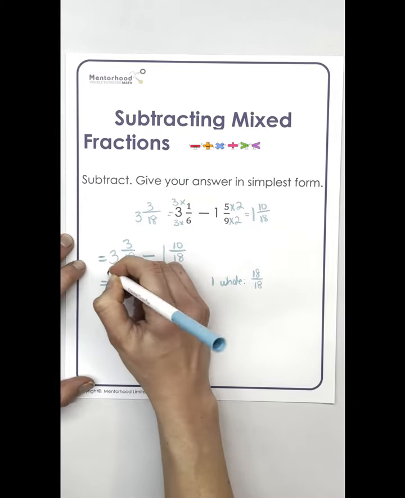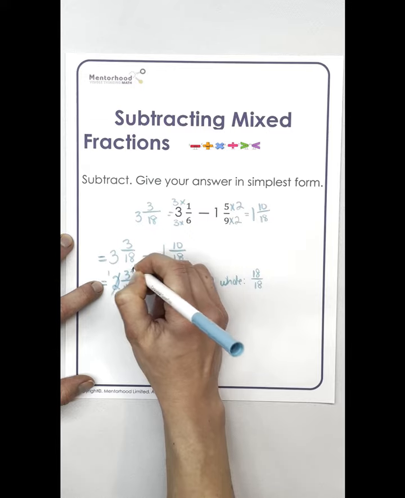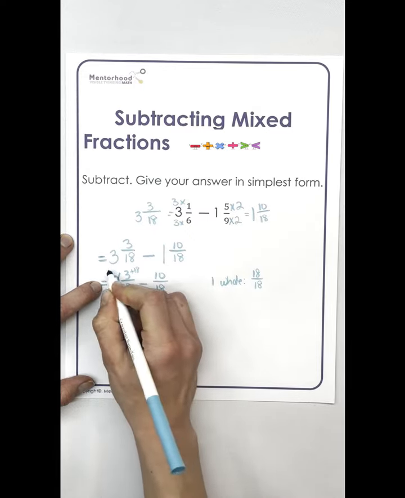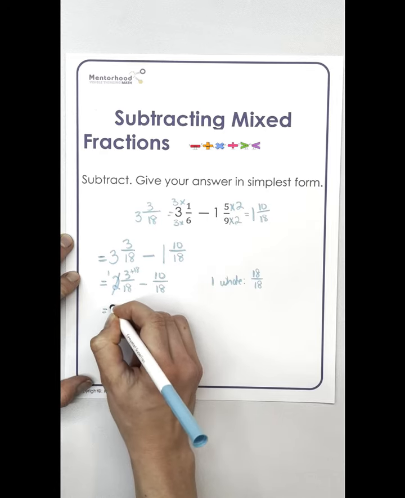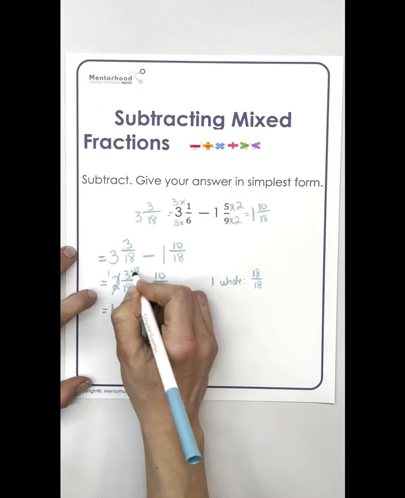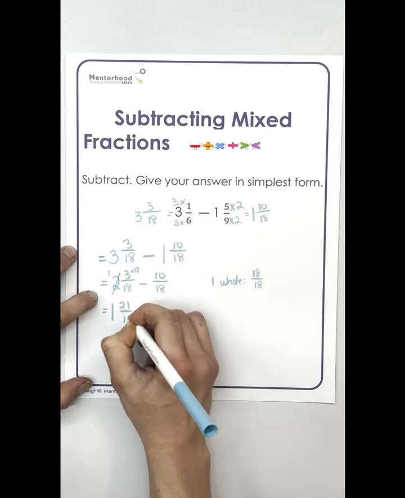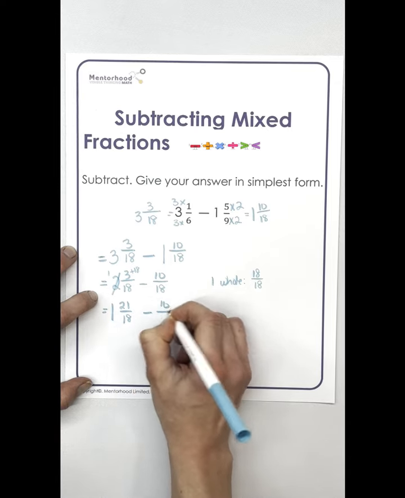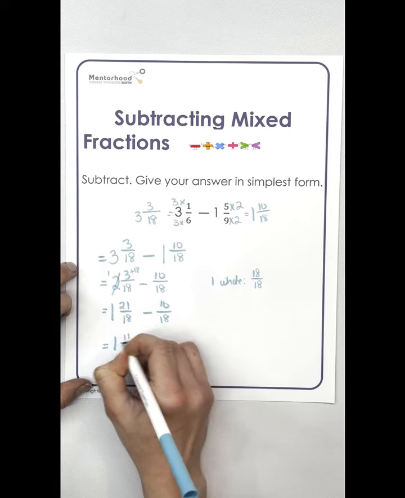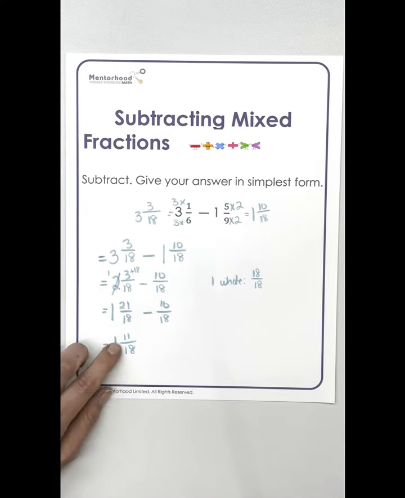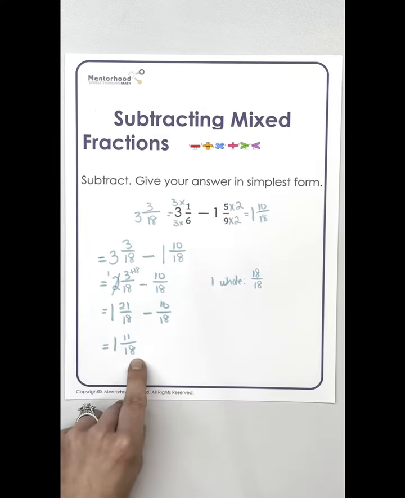So I'm going to take one away from here, and I'm going to add 18, because now I have one whole, 18/18, and 3/18, so I'm going to combine those. So one whole and 18/18 plus 3/18 is 21/18 minus 10/18. Now this is easy. 21 minus 10 is 11/18. And is that in simplest form? Why, yes it is, because these do not divide by anything in common.